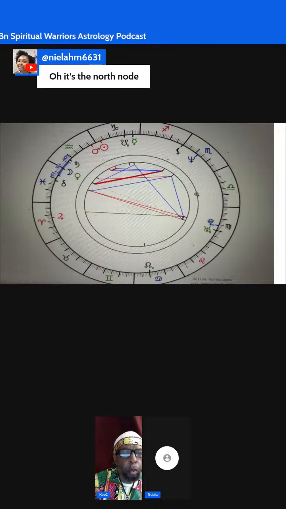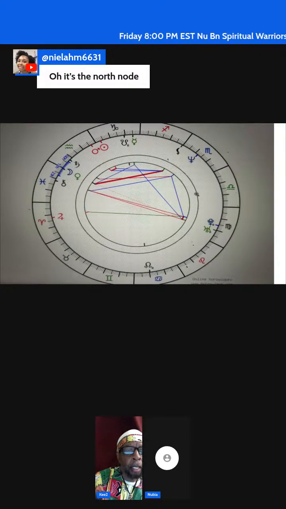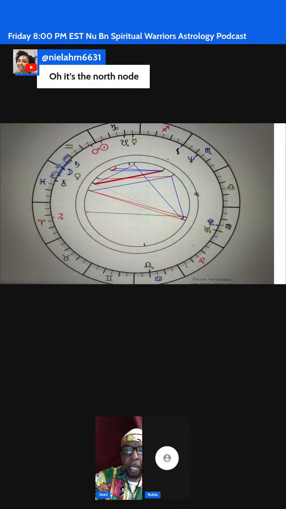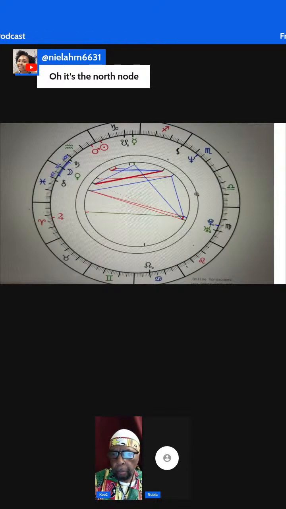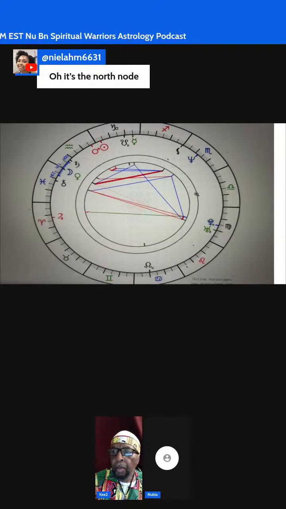before I reveal whose chart this is, put in any guess that you might have about whose chart this might be. Okay, I've got Denzel Washington. Okay. Come on. Anybody else? Okay. All right. Anybody else?